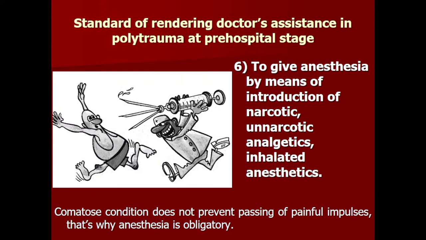Next step, to give anesthesia by means of introduction of narcotics, non-narcotics, analgesics, inhaled anesthetics. Comatose conditions do not prevent passing of painful impulses. That's why anesthesia is obligatory. In what case do you introduce narcotics, in what case do you not introduce narcotics? If it's a town, you do not introduce narcotics.